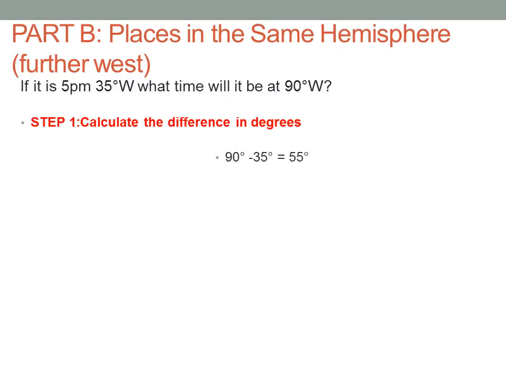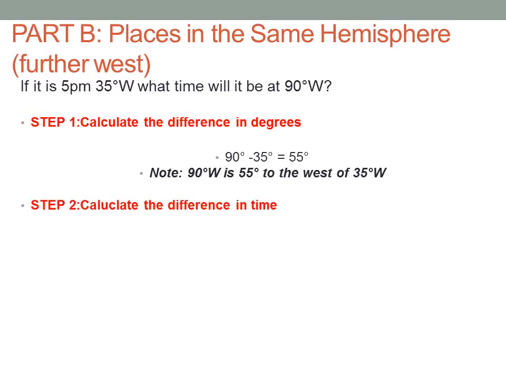90 subtracting 35 degrees will equal 55 degrees. So we know that 90 degrees west is 55 degrees to the west of 35 degrees west. Step 2, we're going to calculate the difference in time. 55 degrees divided by 15 degrees will give us 3 hours with 10 degrees remaining.